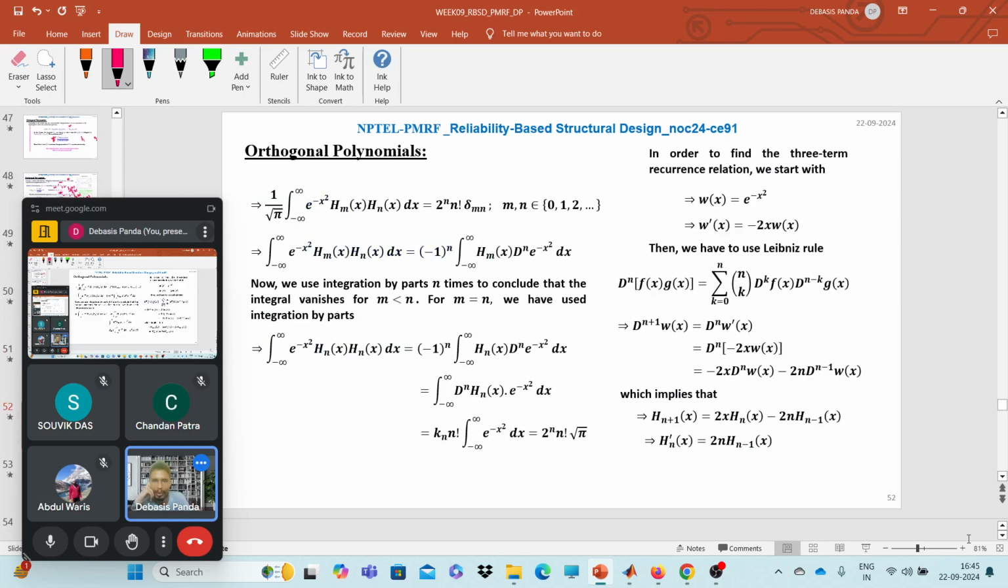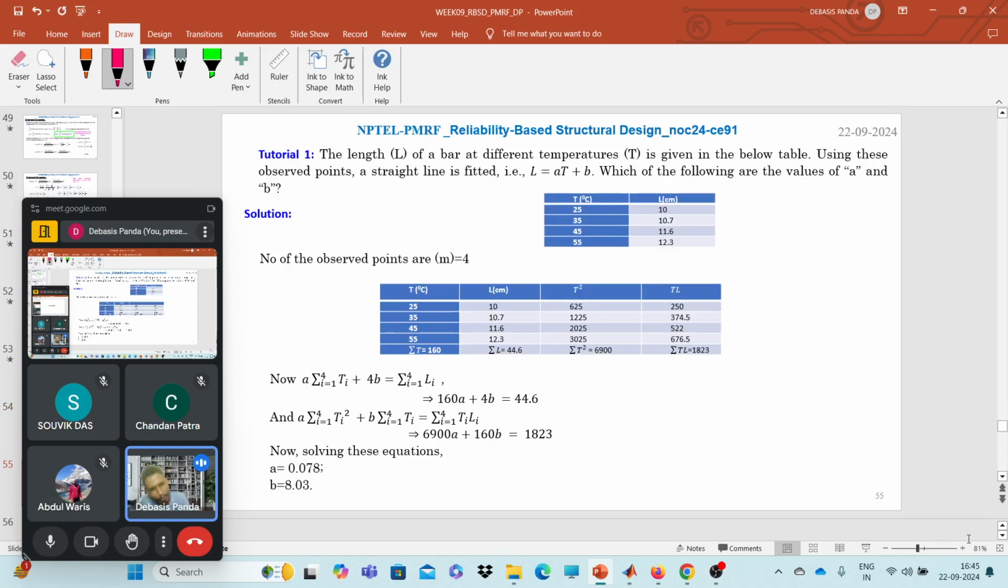The concept of orthogonal polynomials is very helpful when we are going for any least square approximation and we want to reduce the number of simulation time. So very often we may use these things or not. Okay, the first problem: the length of the bar is already given, so we have already solved this problem a few times back.